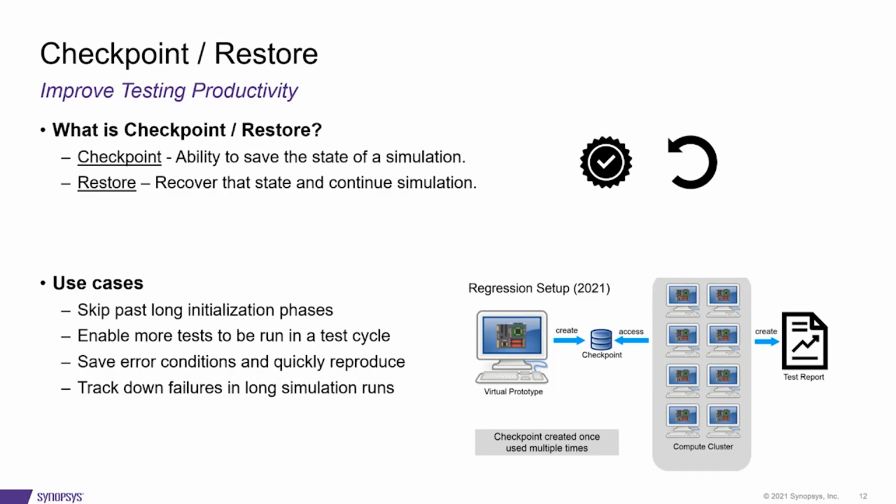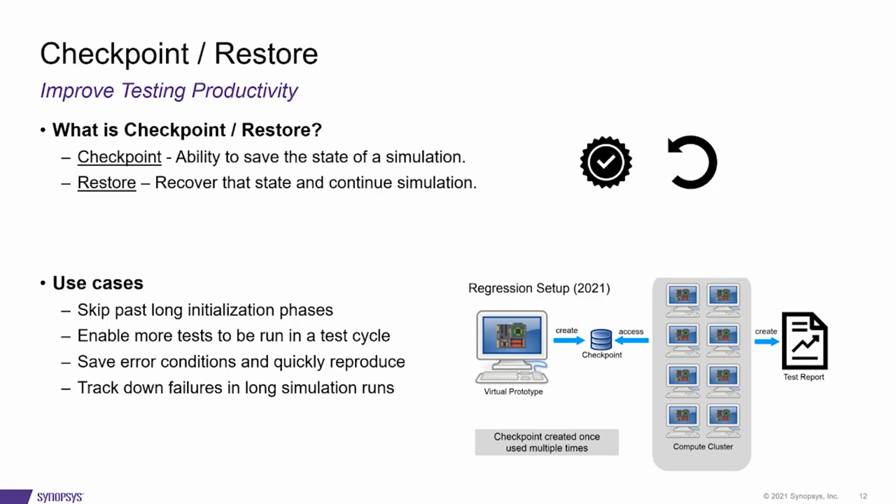Virtual hardware also allows you to employ techniques like checkpoint restore to speed up testing even more. With checkpoint restore, you can save the entire state of your simulation at a point of interest and then use that checkpoint to get quickly back to that state. Having created your checkpoint, you can now use it across all of your testing resources, for example, to skip past long initialization phases. This can vastly increase the amount of testing that you can do in a testing cycle.